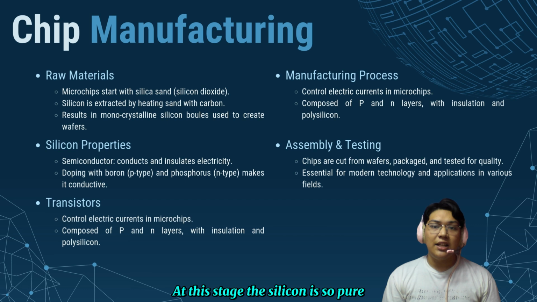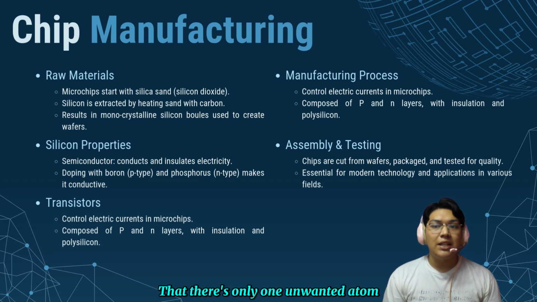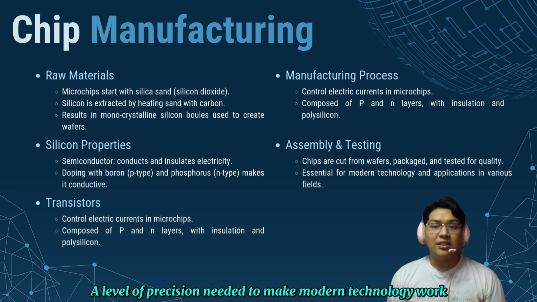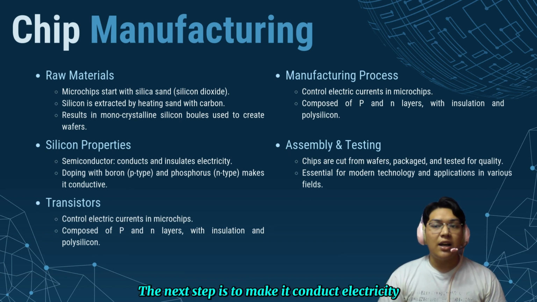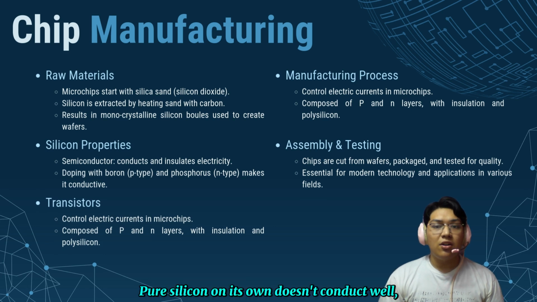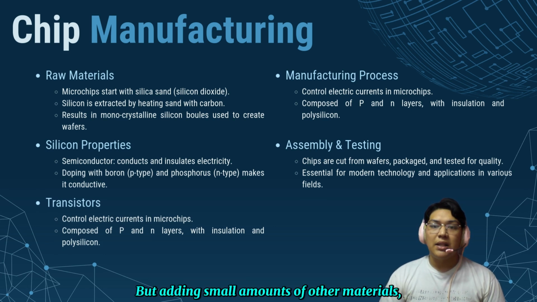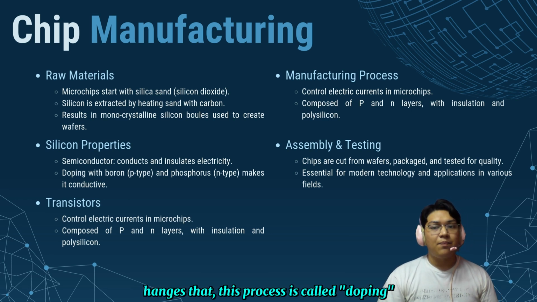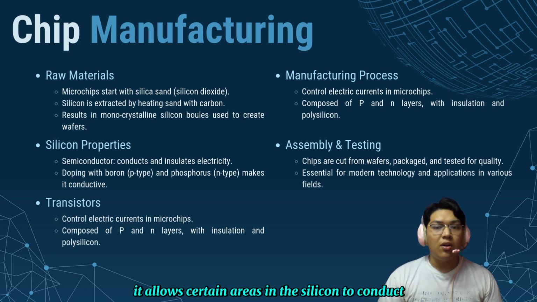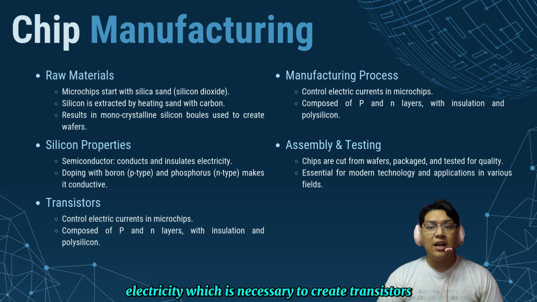At this stage, the silicon is so pure that there's only one unwanted atom for every 10 million silicon atoms, a level of precision needed to make modern technology work. Once we have the pure silicon, the next step is to make it conduct electricity. Pure silicon on its own doesn't conduct well, but adding small amounts of other materials like phosphorus or boron changes that. This process is called doping. It allows certain areas in the silicon to conduct electricity, which is necessary to create transistors.